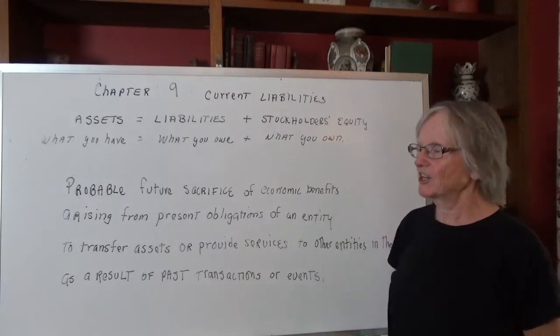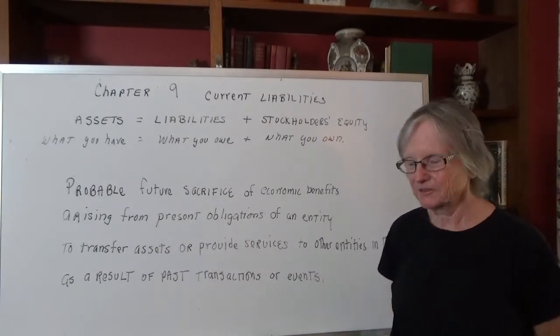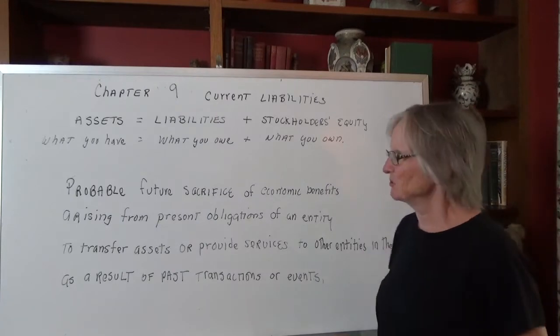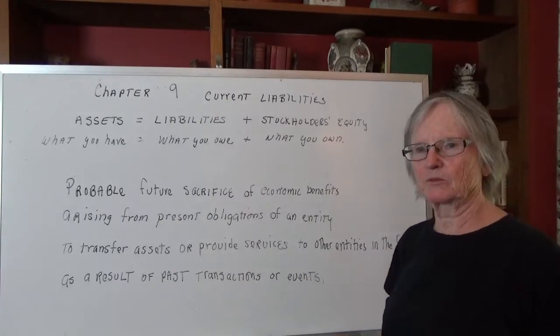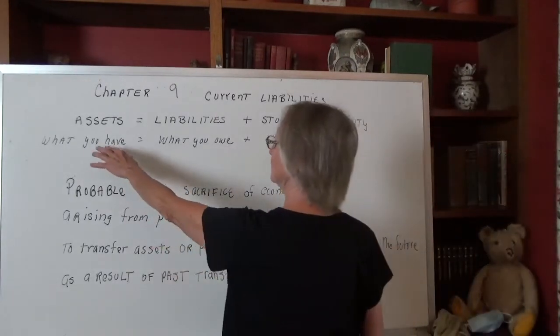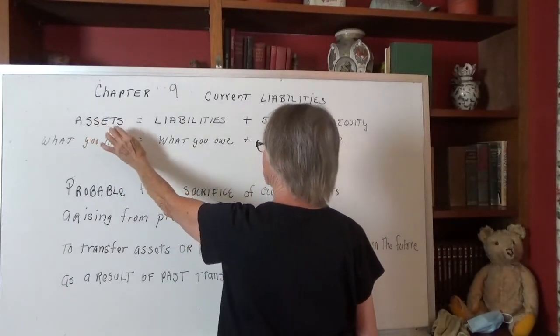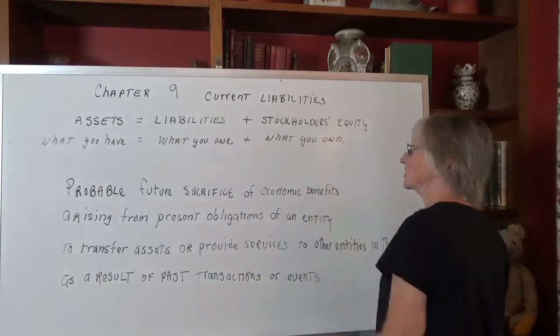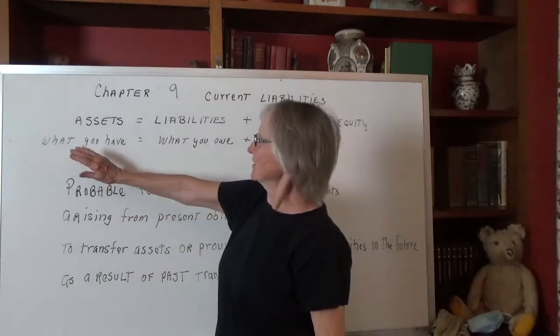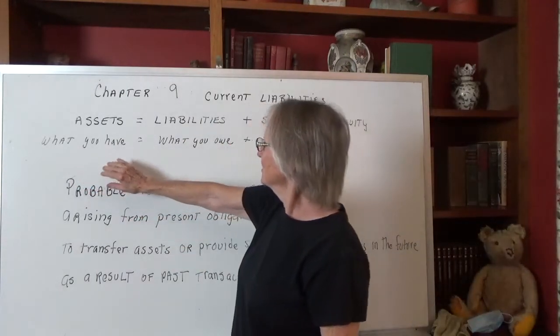So now we're moving on to Chapter 9 on current liabilities. The first thing we have to do is sort of locate ourselves. So far we've been working in the assets section of the balance sheet, and if we remember, you've got assets equal to liabilities plus the stockholders' equity. So we've done a lot of assets, that's what you have.